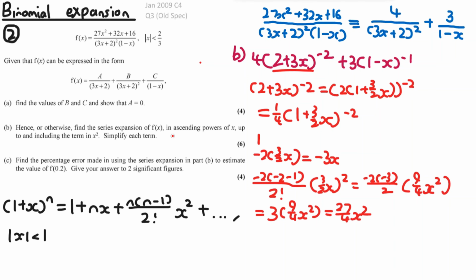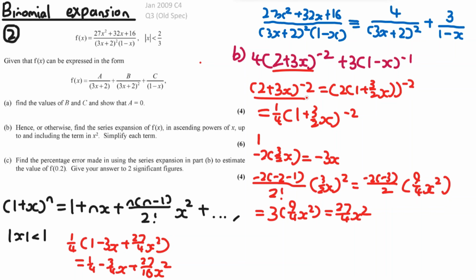So therefore we only need to go up to x to the power of 2 because it's a partial fraction, and therefore we have more work to do if we go to x to the power of 3. So less work for each bracket. So therefore this here, 1 over 4 of 1 plus 3 over 2 x to the power of minus 2, is 1 over 4 of 1 minus 3x plus 27 over 4 x squared, which is equal to 1 over 4 minus 3 over 4 x plus 27 over 16 x squared. So this here, 2 plus 3x to the power of minus 2, is equal to this expression here.